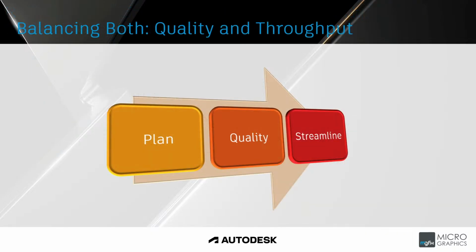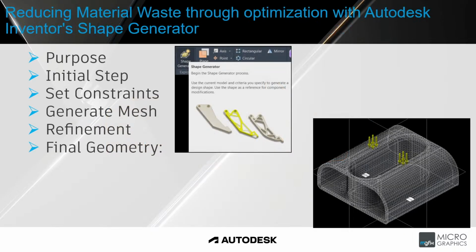You can really save material and cost when you use shape generator, as you can go and set up your material and your loads, and you will get a refinement of your final geometry. Then you can go utilize it, create your new model, and do all the necessary tests as required.